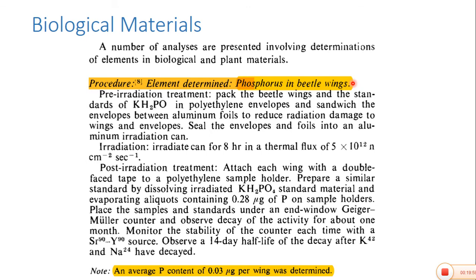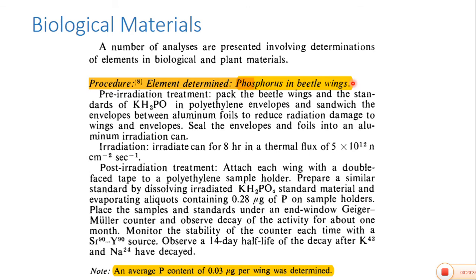So definitely, dear students, this is an example, but you should take care and apply it to other wings as well, if you would like to analyze wings of different animals, like insects. You should prepare your sample like this. First of all, you have to seal it in polyethylene along with the sample material and the standard material, and then sandwich it between two aluminum foils to reduce the radiation damage.